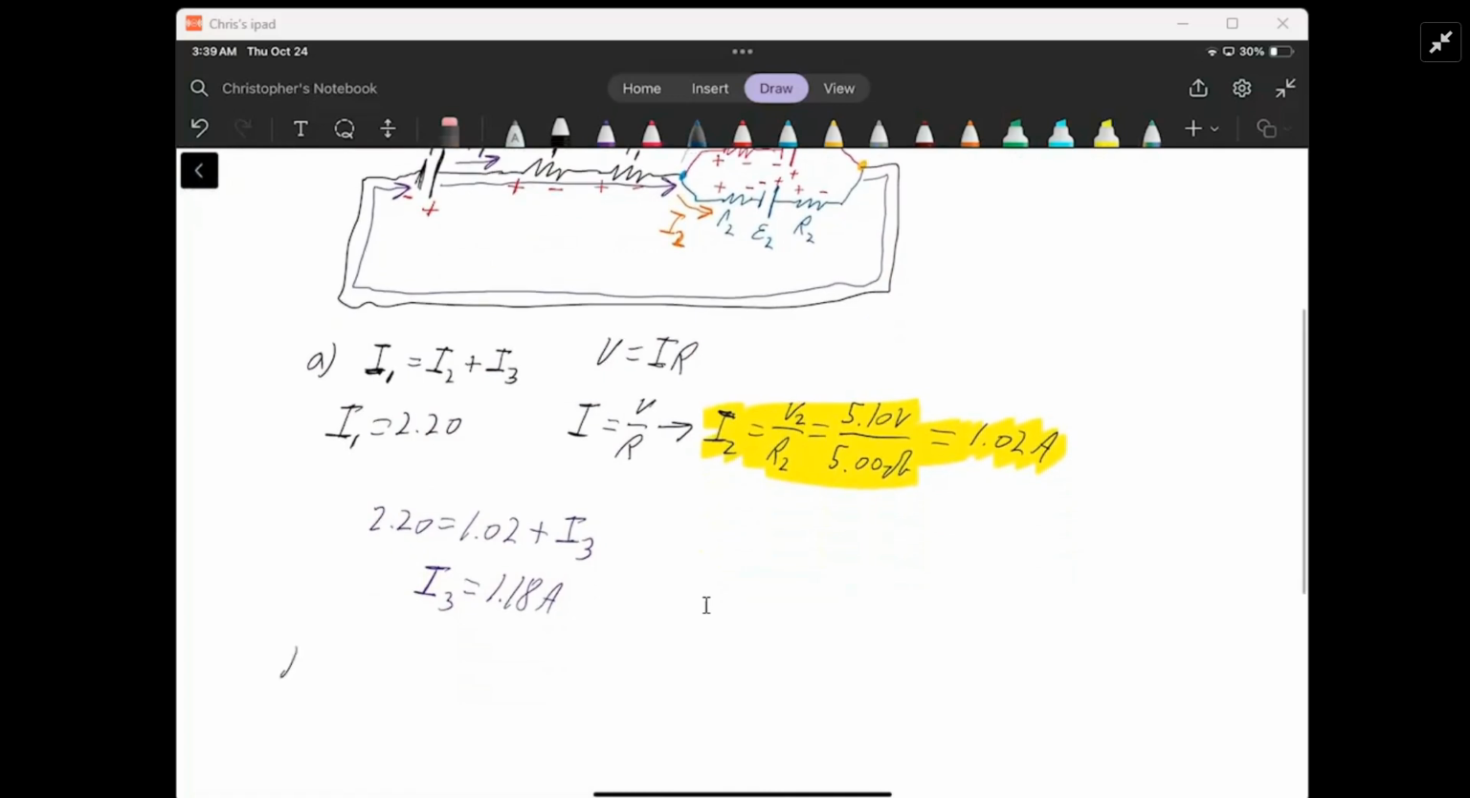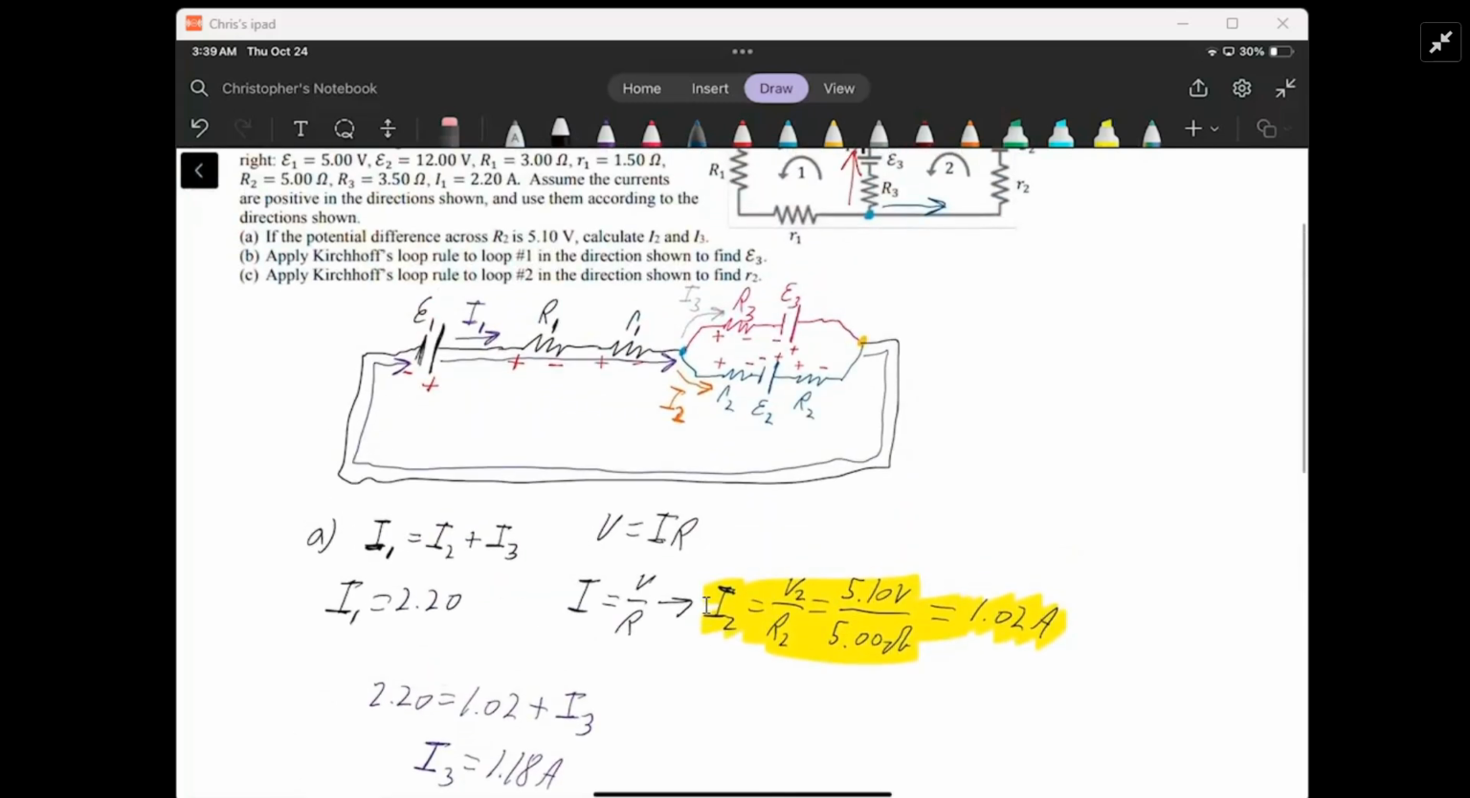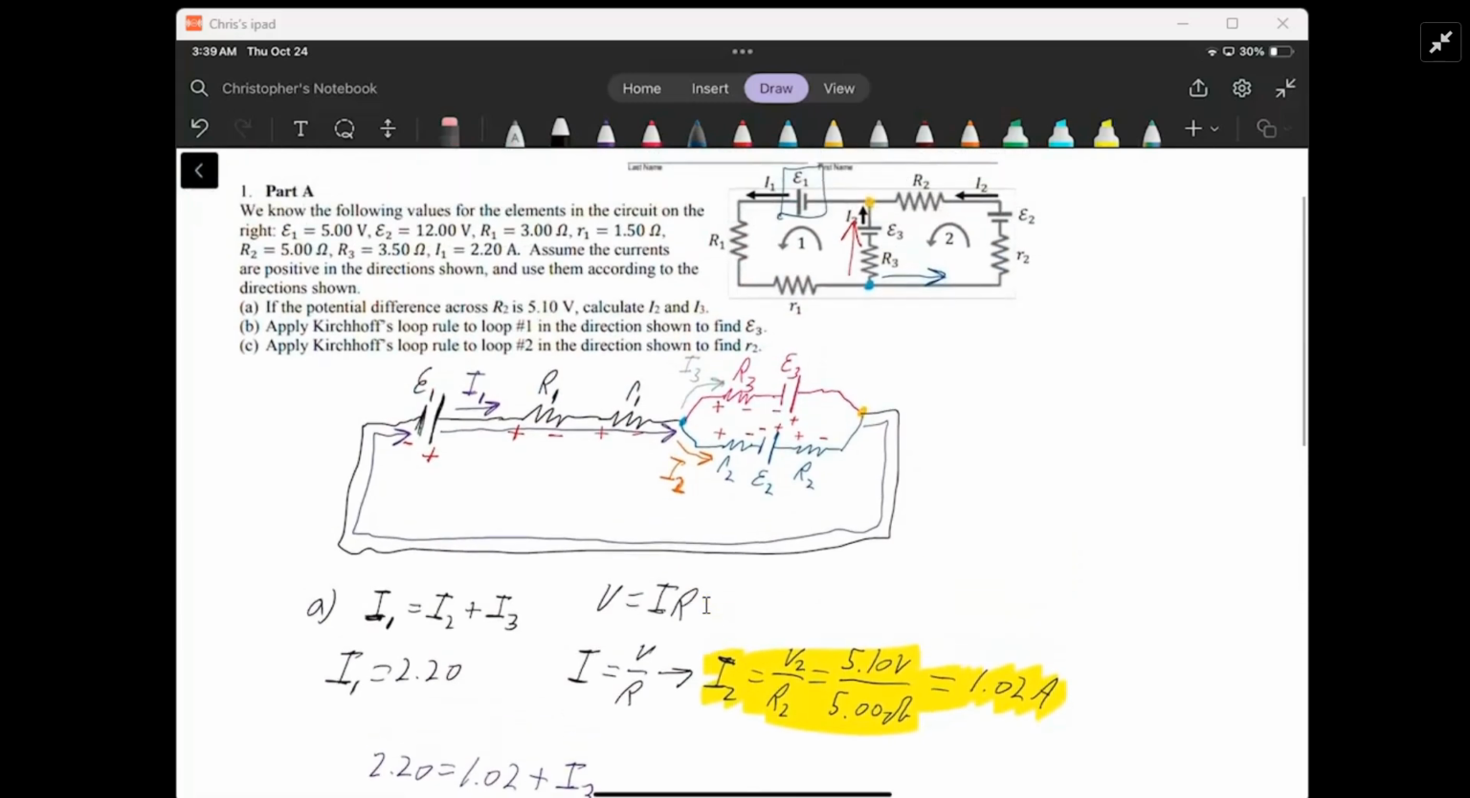So let's do part B. Part B is saying apply Kirchhoff's loop rule to loop 1 in the direction shown to find E3. So if we're trying to find E3, okay, let's make a loop to do this. So if we were to make a loop, we could make this loop. And another way I could show this to you, which might make it easier.